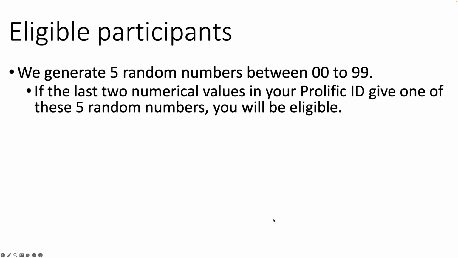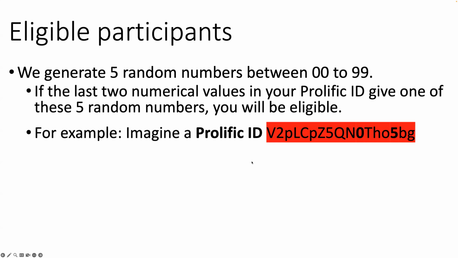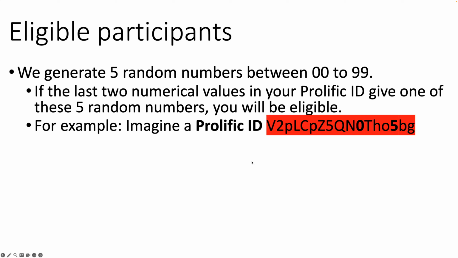In order to determine the eligible participants, we are going to generate 5 random numbers between 0 and 99. And if the last two numerical values in your prolific ID give one of these 5 random numbers, then you will be eligible. This means that eventually, on average, 5 out of every 100 participants will be eligible to try for a bonus payment. Let us show you an example to illustrate.